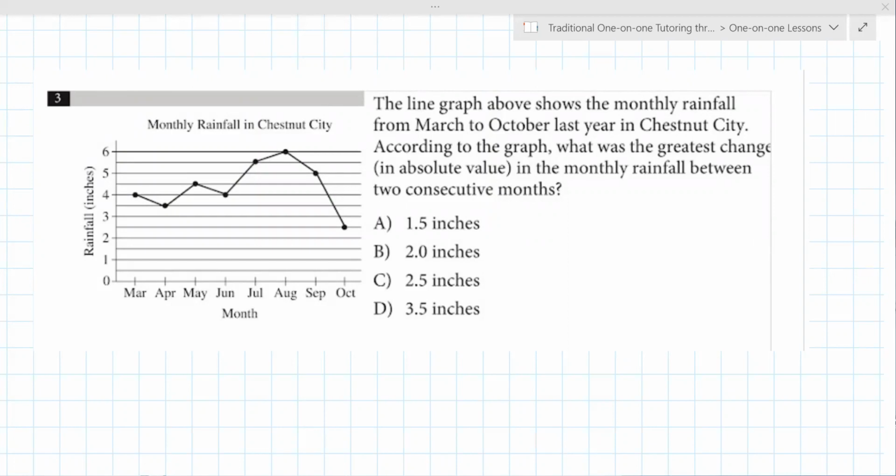Is it letter C? So they're asking for the greatest change between two consecutive months. So you're looking for the one that's the biggest up or the biggest down. So to me, this one from 5 to 2.5 is the biggest one, which is 2.5. Yeah.